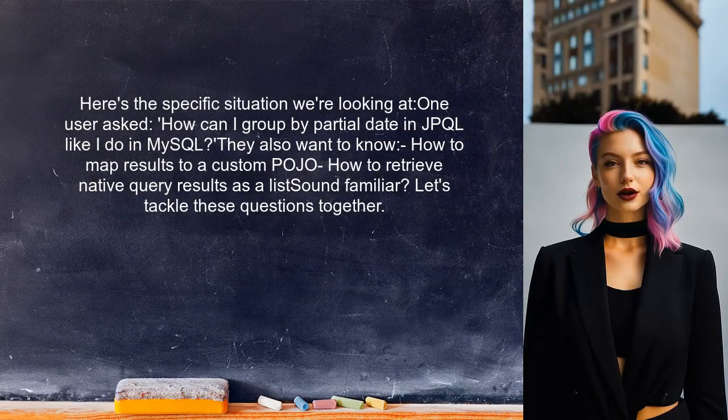Let's break down the specific question at hand. One user asked, how can I group by partial date in JPQL like I do in MySQL? They also want to know how to map the results to a custom POJO and retrieve native query results as a list. Sound familiar? Let's tackle these questions together.